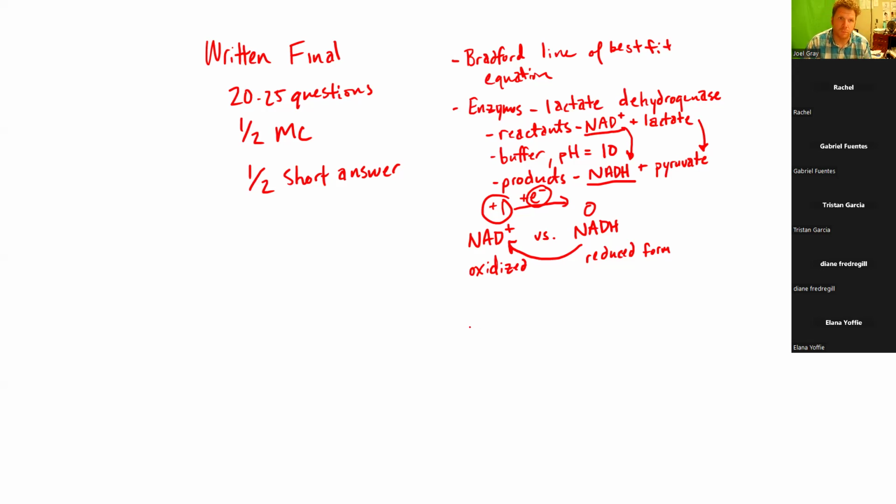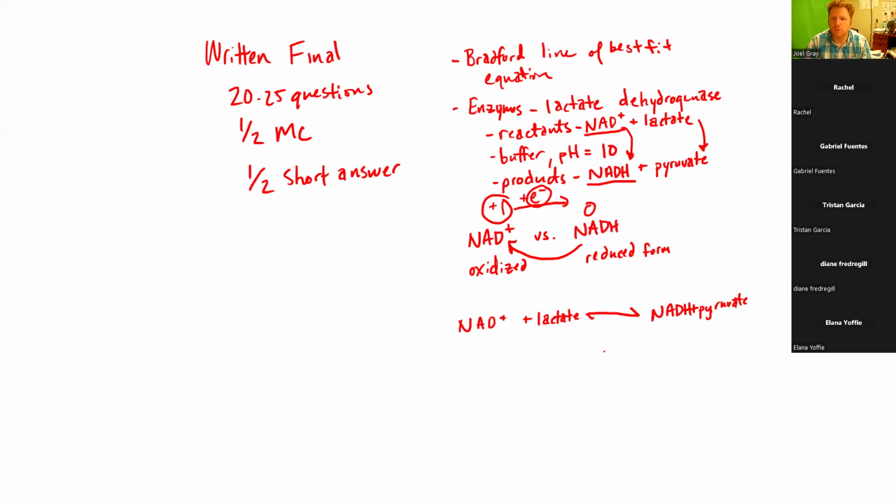I definitely leave some room for interpretation and leave open some space for different answer options, because truly this reaction is NAD plus and lactate, and it goes in both directions to make NADH and pyruvate. So you can definitely make a case that the reactants are NADH and pyruvate. Yeah, totally. The reactants are NAD plus and lactate. Yeah, totally.